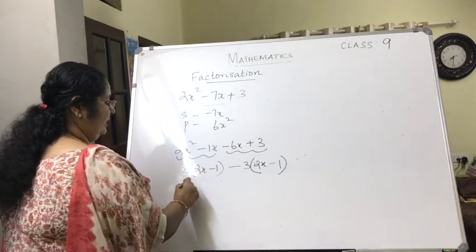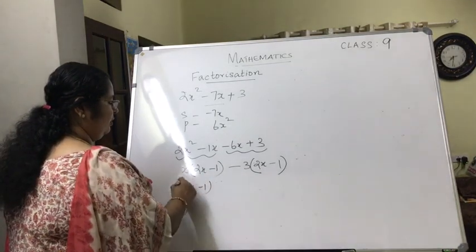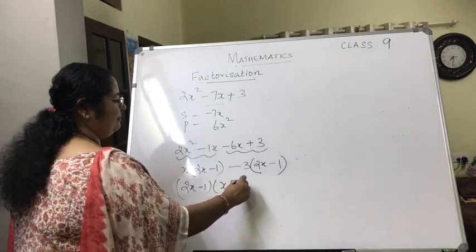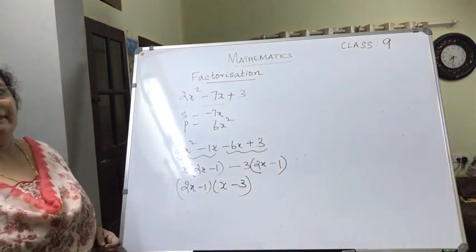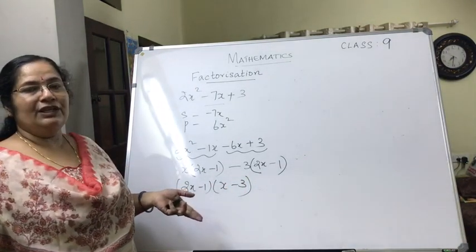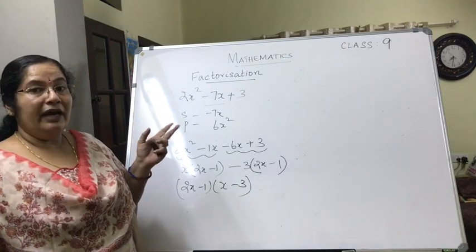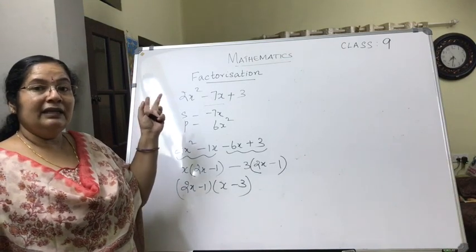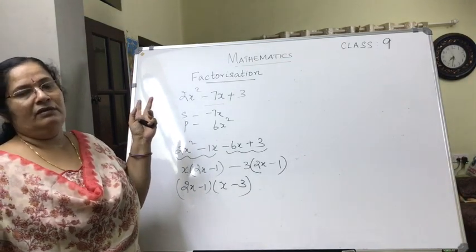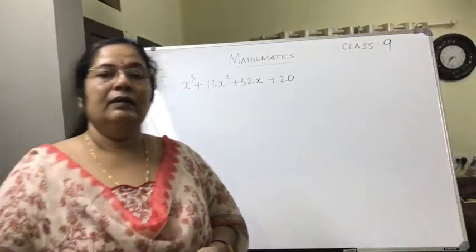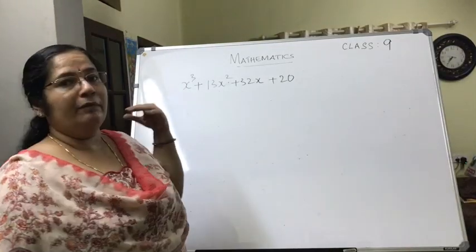Now what is common here? 2x minus 1 is common. What remains? X minus 3. So this is the factorization. Here you have to keep in mind when you have the negative terms in between. Hope you have understood. Now we are having a cubic polynomial here.